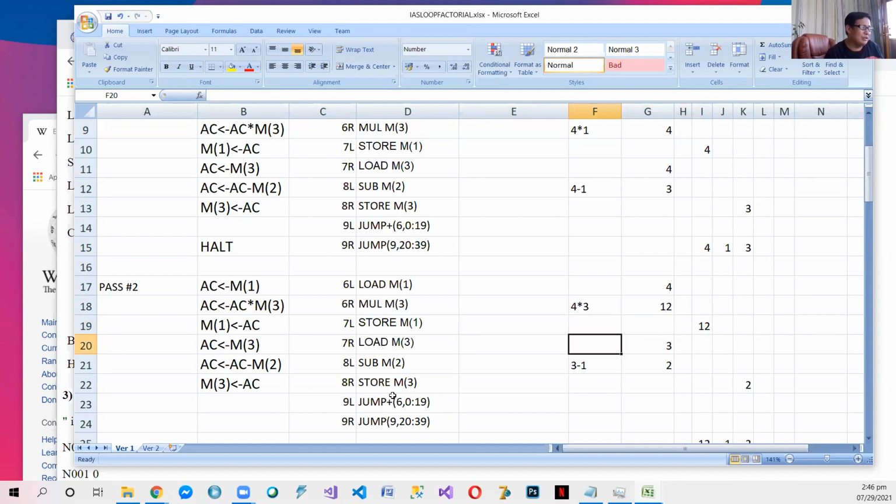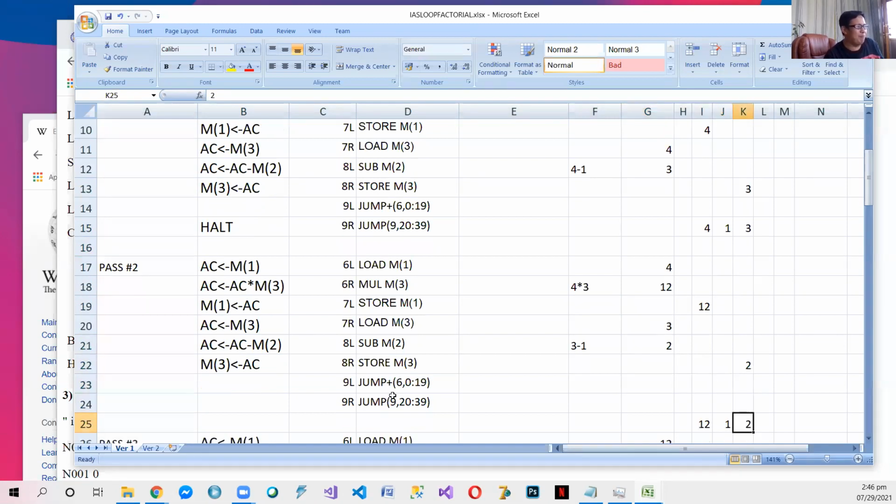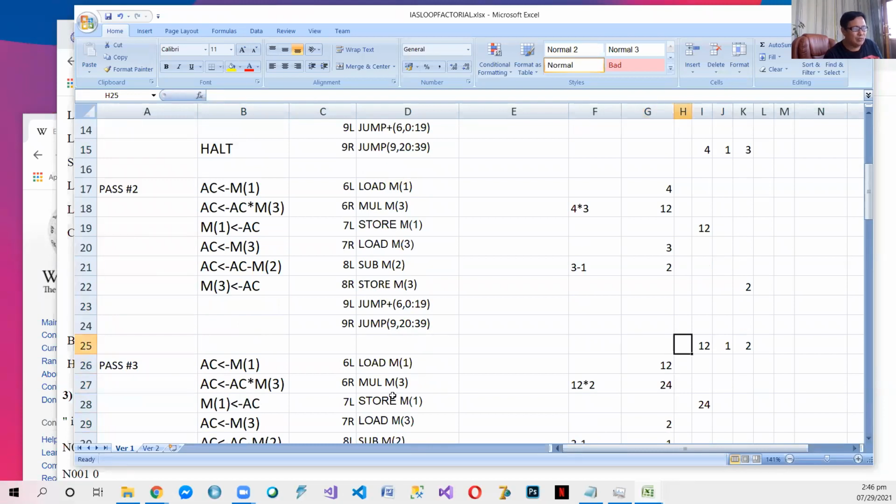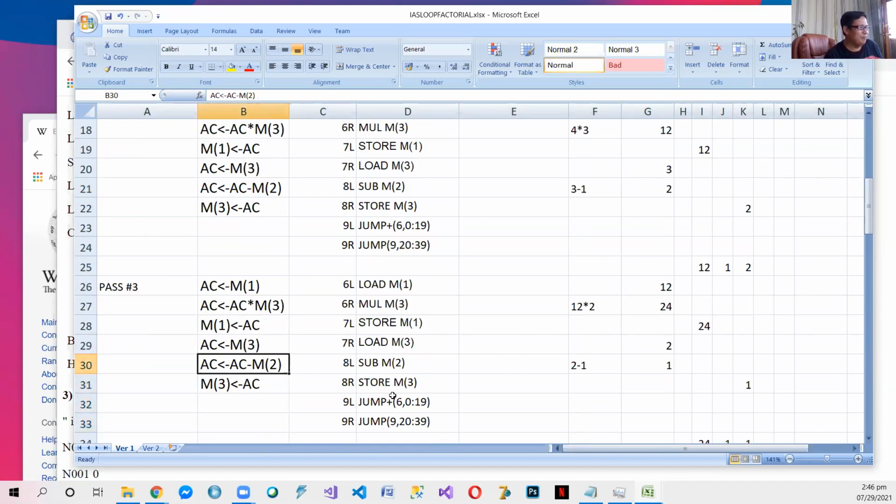And then we compute the next multiplier. We load M3, it becomes 3. Sub M2, 3 minus 1, it becomes 2. We store it to M3, it becomes 2. And then we jump plus. What is the AC? It's a plus. So we will repeat to a third pass. Do you follow? Our values being 12, 1, and 2. Okay? Do you follow? So third pass tayo.